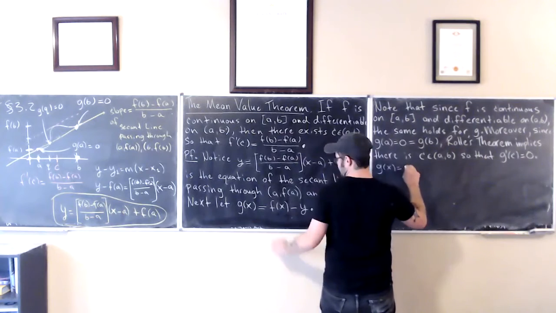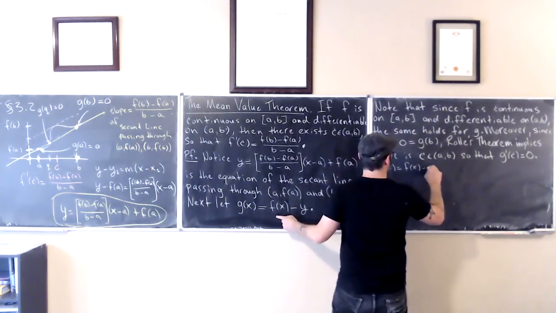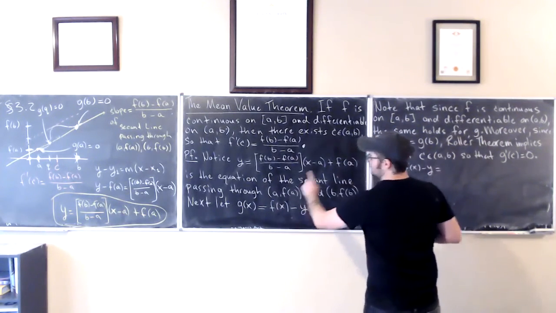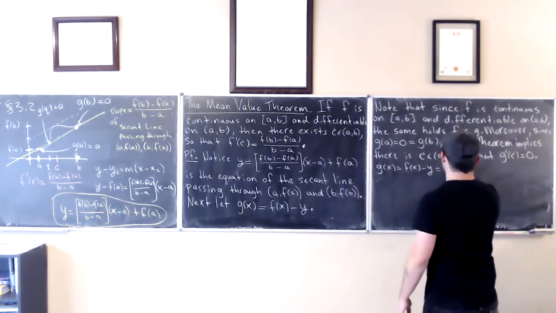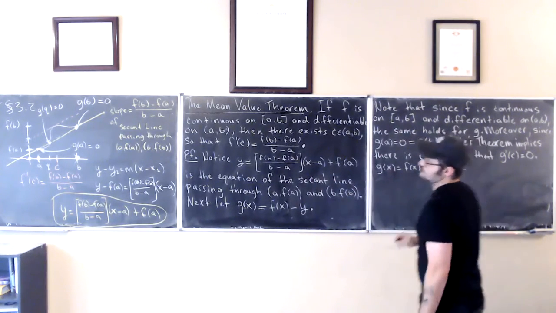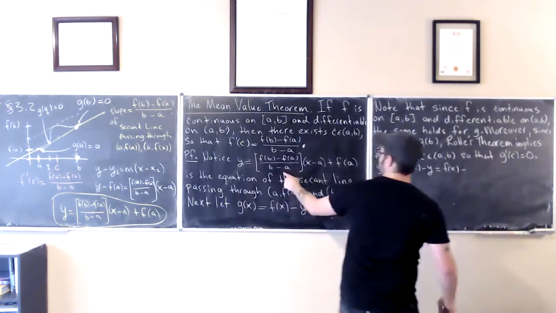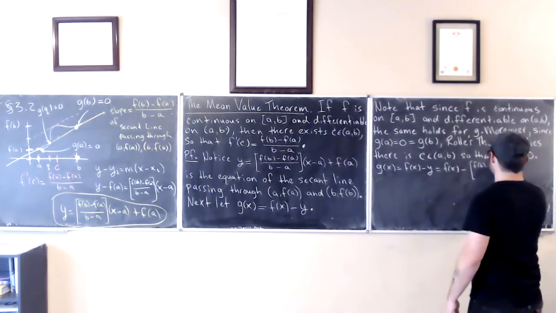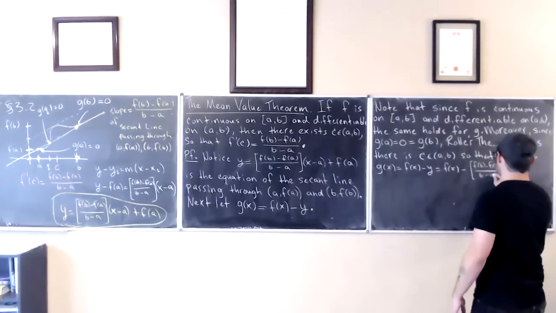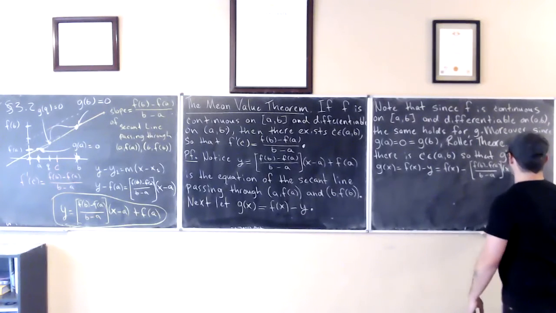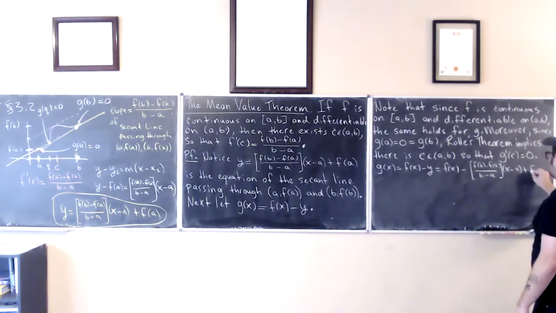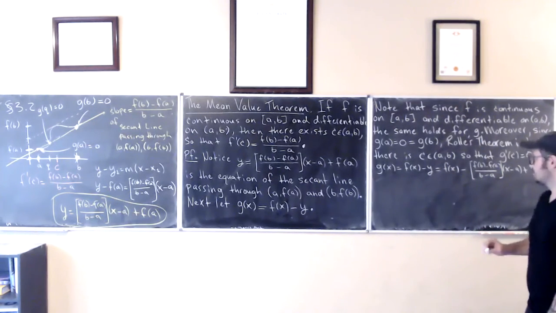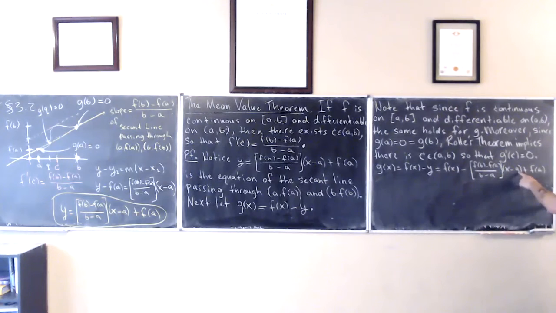So G of X is equal to F of X minus Y. That's Y. So we have F of X minus this line, times X minus A plus F of A. So that's just a constant, that's a constant, and we have X times a constant, right?